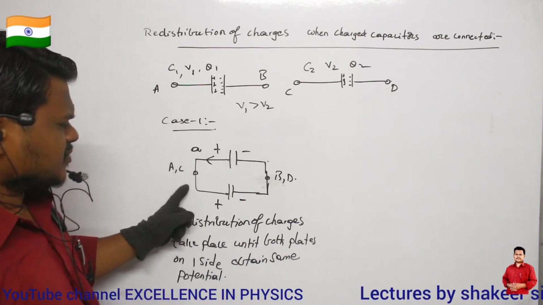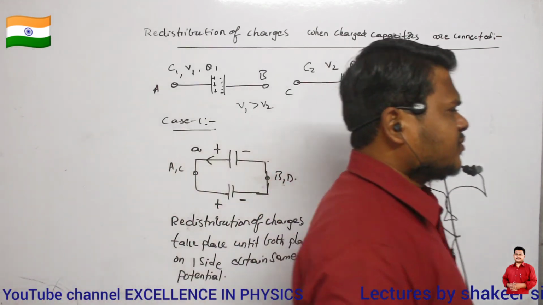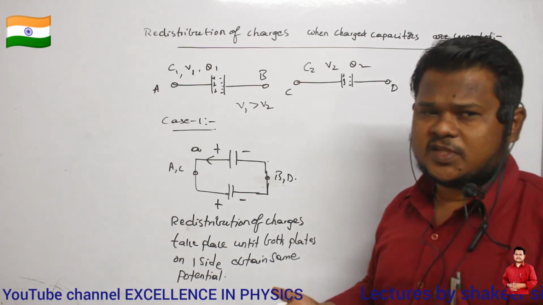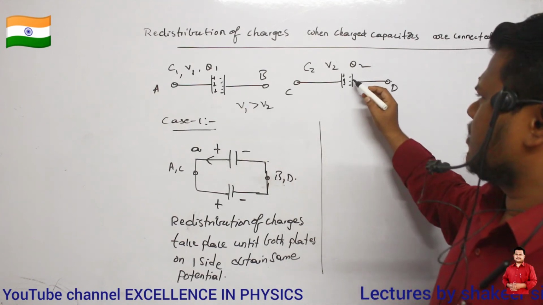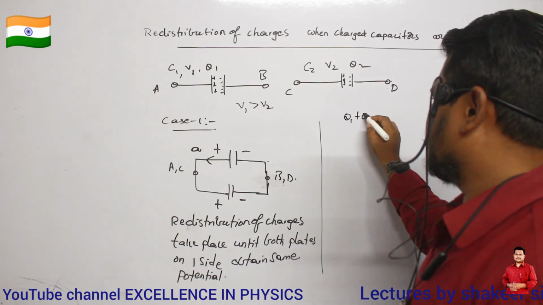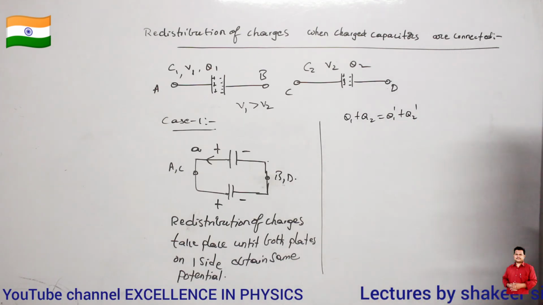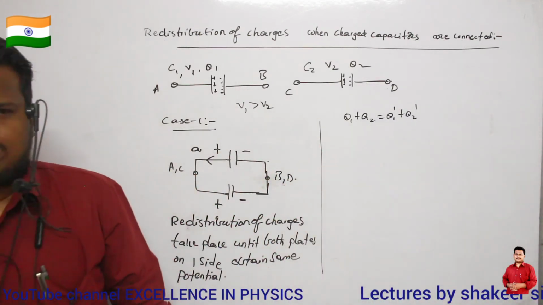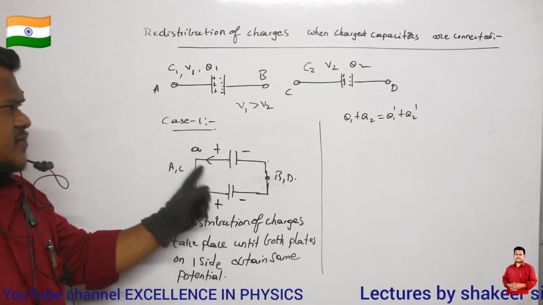And this charge transfer will stop after which condition? Until both of them are present at the same potential. That's all. So here if the charge present is Q1 and here the charge present is Q2, can I write Q1 plus Q2 is equal to Q1 dash plus Q2 dash? Because this is a positive plate, this is also a positive plate, just redistribution of charges will take place.